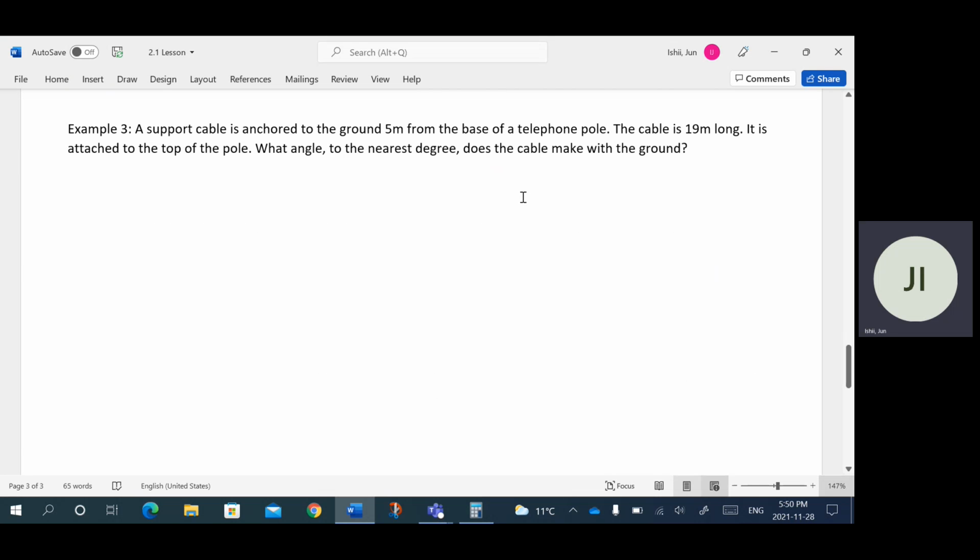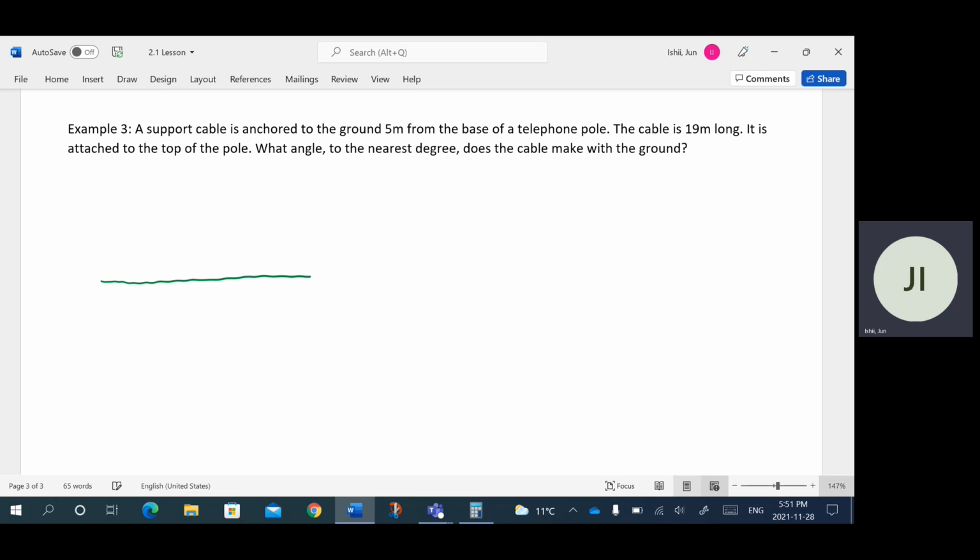For this third example, it's a kind of word problem. We've got to draw up a diagram and find an angle. A support cable is anchored to the ground 5 meters from the base of a telephone pole. The cable is 19 meters long. It is attached to the top of the pole. What angle, to the nearest degree, does the cable make with the ground? A lot of words here. Let's start off by drawing a picture of the situation.